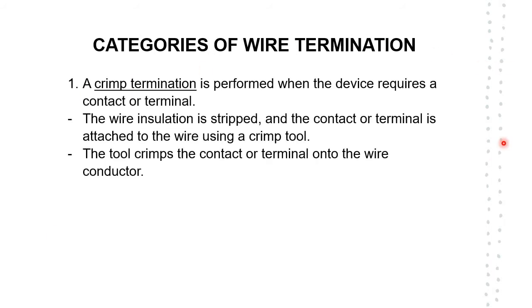Now we have here categories of wire termination. Number 1, we have crimp termination. It is performed when the device requires a contact or terminal. The wire insulation is stripped and the contact or terminal is attached to the wire using a crimping tool. The tool crimps the contact or terminal into the wire conductor.